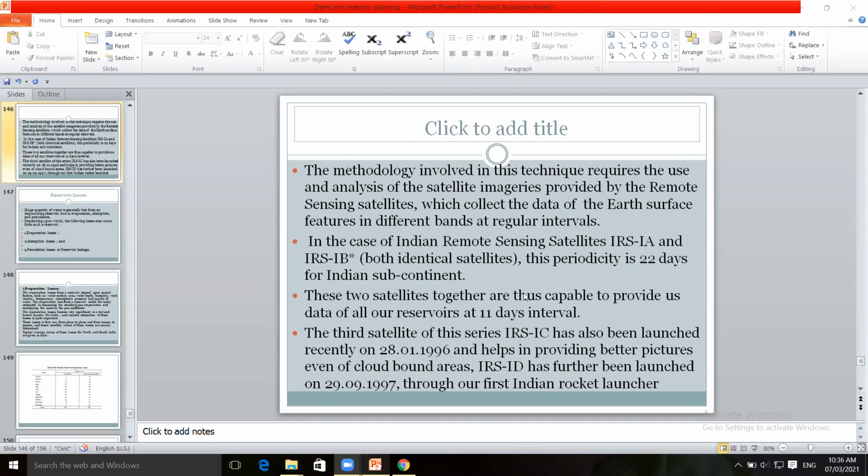This is one of the remote sensing satellites used to determine the storage capacity. These satellites collect the data at the dam site, the storage capacity, and the silting of the reservoir. These are the modern techniques used to determine the sedimentation or the capacity of the reservoir.